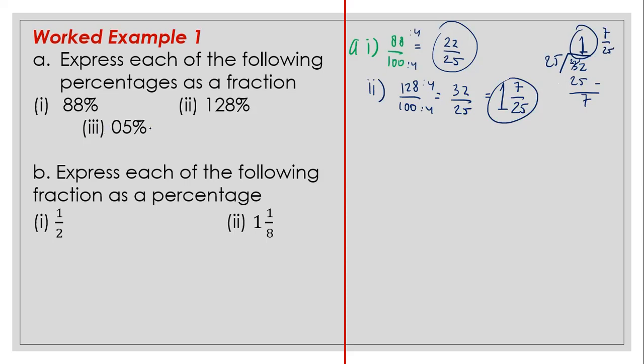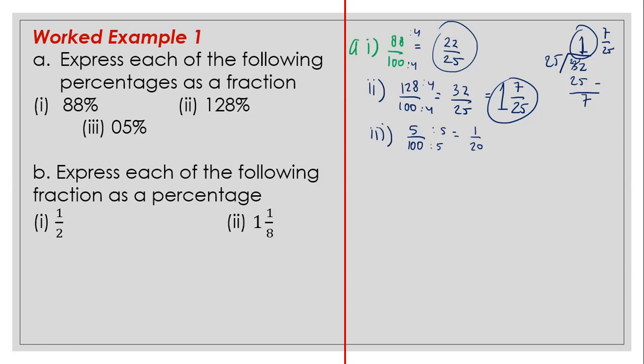Part 3, 0.5%. What is meant by 0.5? This is quite unfamiliar, but 0.5 is equal to 5 over 100, divided by 5, divided by 5. You can change this into 1 over 20. And that's all for part A.